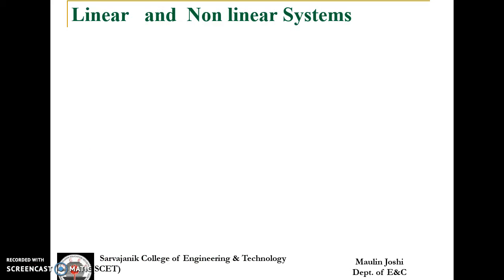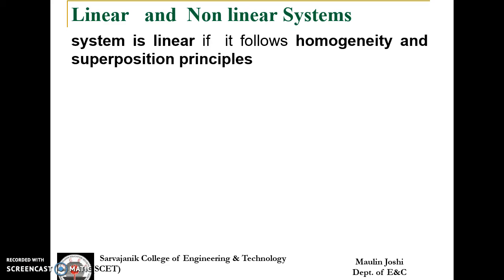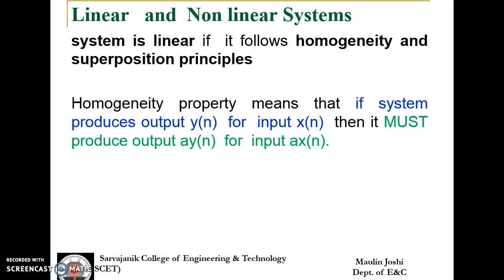Now let us go back to the third example, that is linear and non-linear systems classification. A system is linear if it follows homogeneity and the superposition principle. Homogeneity property means that if the system produces the output y[n] for the input x[n], then it must produce the output a times y[n] for the input a times x[n].